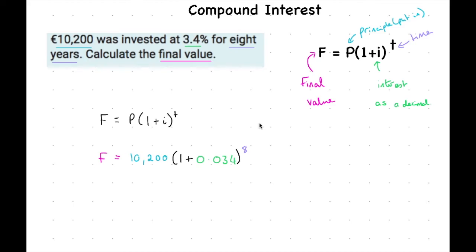Now what we need to do is just put this into our calculator. So I get my calculator and I'm going to put in 10,200 open bracket 1 plus 0.034 close bracket and raise the bracket to the power of 8. And when I do that, then I get my answer to be that F is 13327.9, and then it's going to be 98 when I round that to the nearest cent.